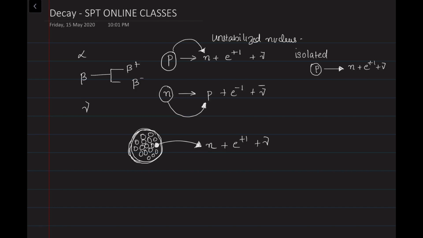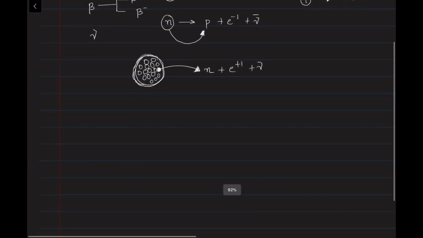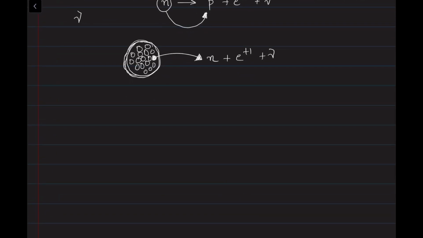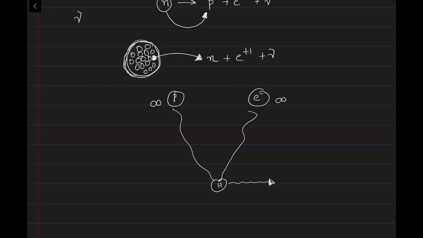Understood? Now something like this you might have seen in the concept of binding energy. Let's refresh that part. Imagine there is a proton and an electron at infinity. You are bringing these two together to form a hydrogen atom. A hydrogen atom definitely contains a proton surrounded by an electron. What will happen? You're trying to fuse it, correct? During fusion, some energy is released.